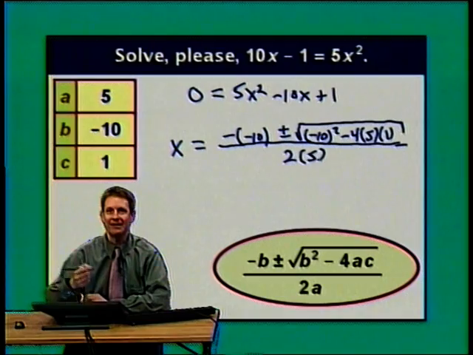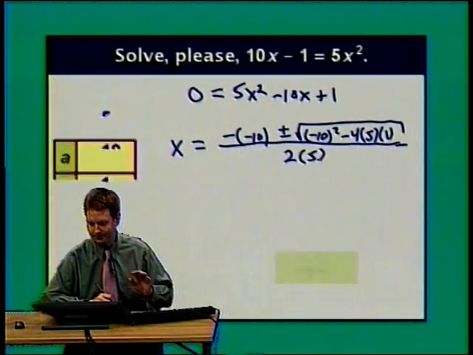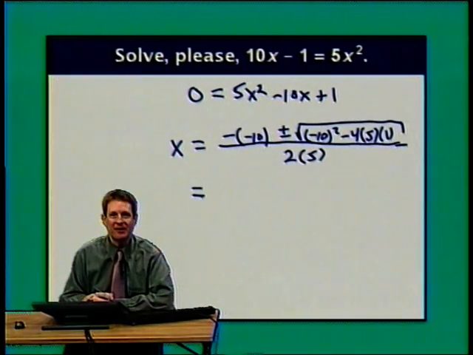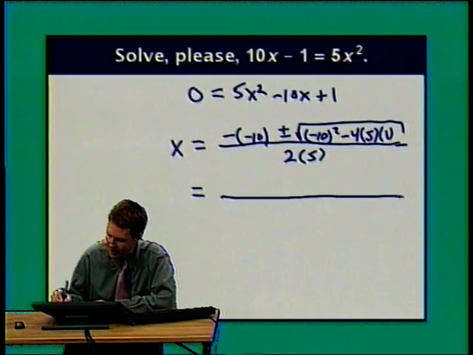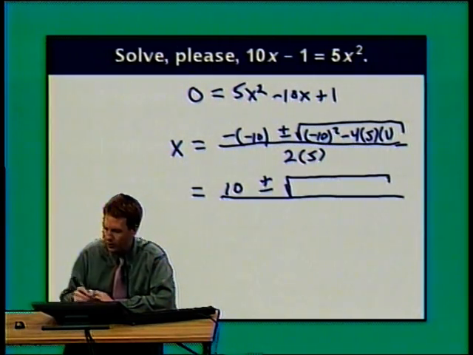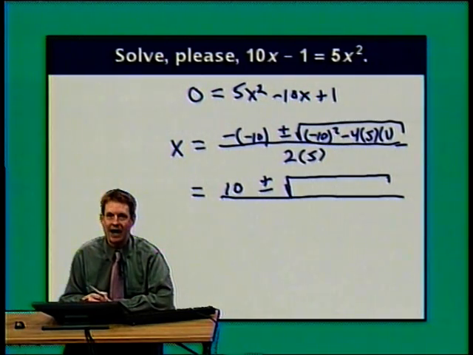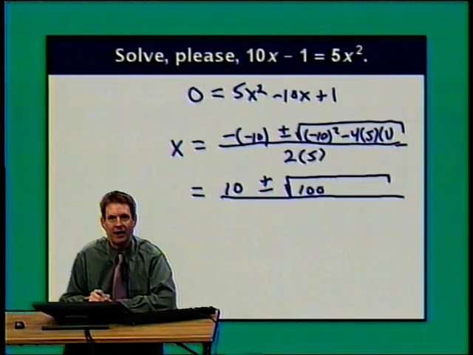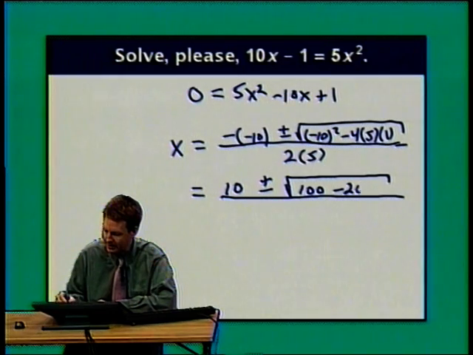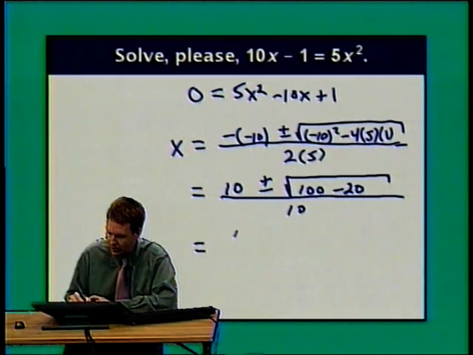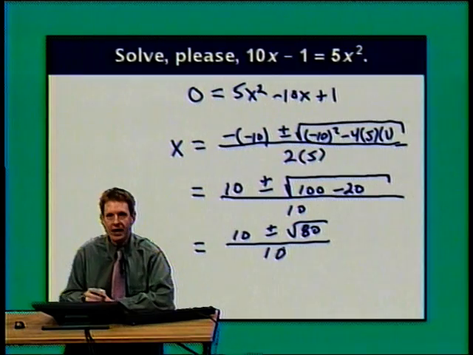All right, let's simplify this expression. The opposite of negative 10 is positive 10. Plus or minus the square root of negative 10, that number squared is 100, minus 4 times 5 times 1, that's minus 20, and this is all over 10. So this is 10 plus or minus the square root of 80 all over 10.